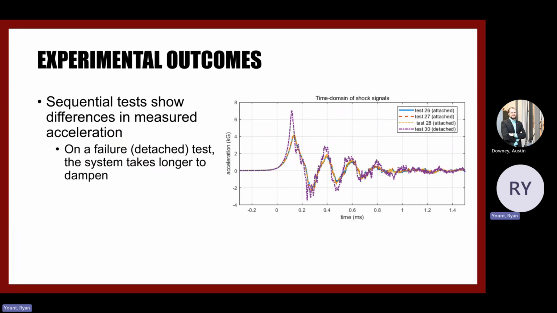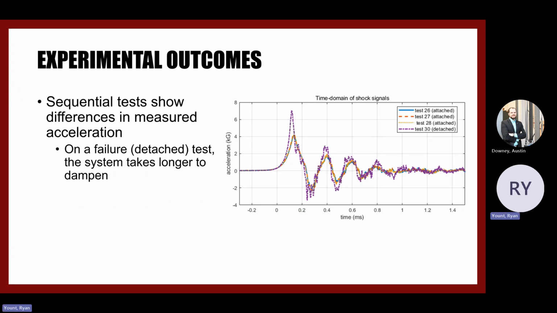Okay, so as for the experimental outcomes from this, we wanted to look at sequential tests leading up to a resistor detachment test to show differences in the acceleration that the system experiences when attached versus detached. So obviously you can see here that on a test where the resistor detached, the vibrations take much longer to dampen, and that's especially evident in the higher frequency components of this signal that you can see pretty clearly throughout the whole test, but are harder to see on the other tests.